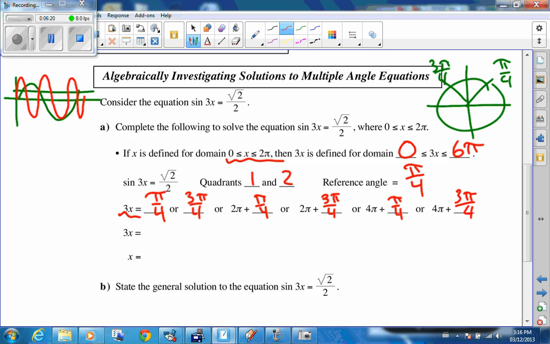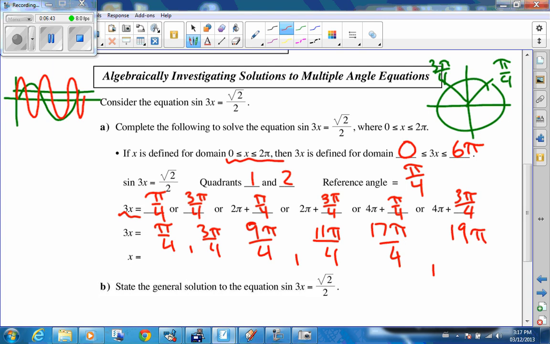So now my solutions are pi quarters, 3 pi quarters, 9 pi quarters, going up by 8, 11 pi quarters, another 8 is going to give me 17 pi quarters, and lastly 19 pi quarters. And then those are my 3x values. My x values are going to be all of those same values divided by 3.